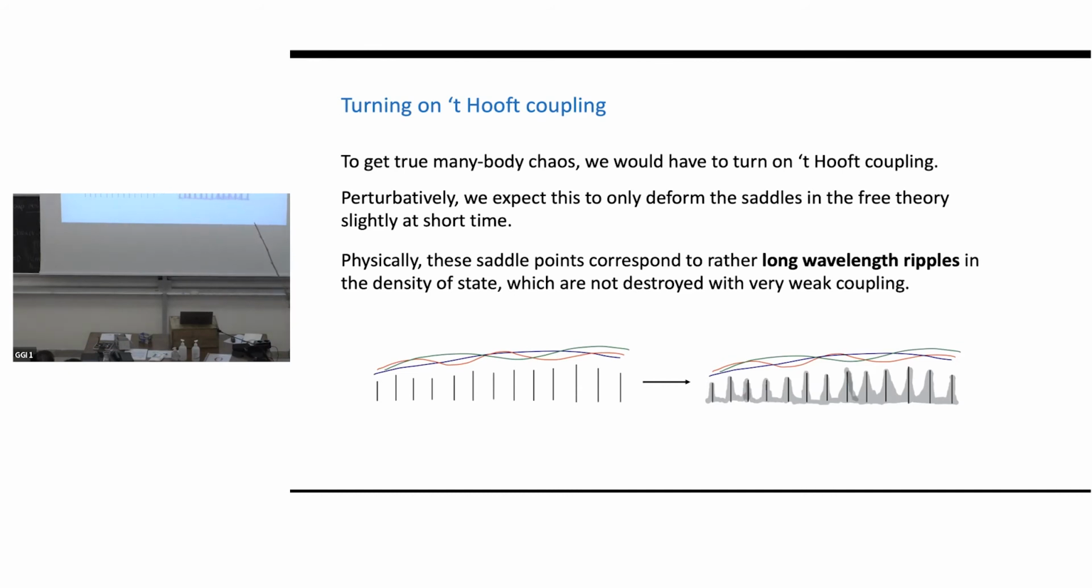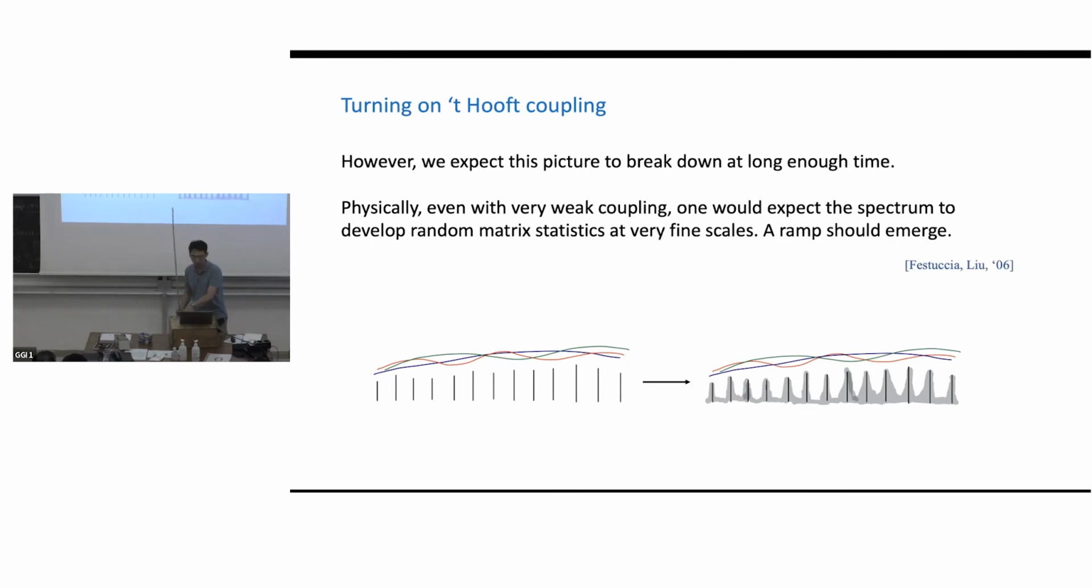The reason is that physically, as I said earlier, these other saddle points correspond to very, very long wavelength fluctuations in the density of states. And if you just have a little bit of coupling, the originally degenerate states at each integer value would just split a little bit around each of the integers. And you still have these long wavelength fluctuations in the density of states. So that's the reason that you still expect these other saddle points at short time.